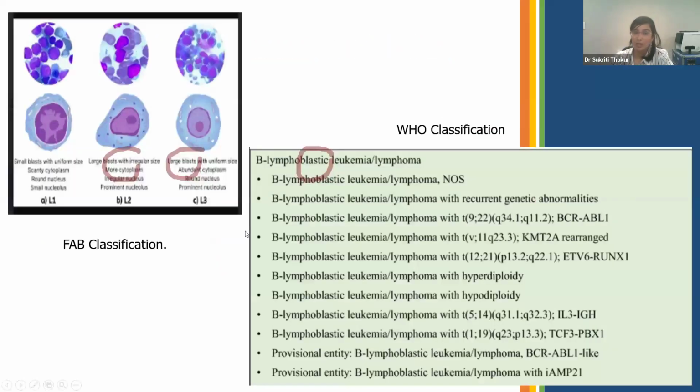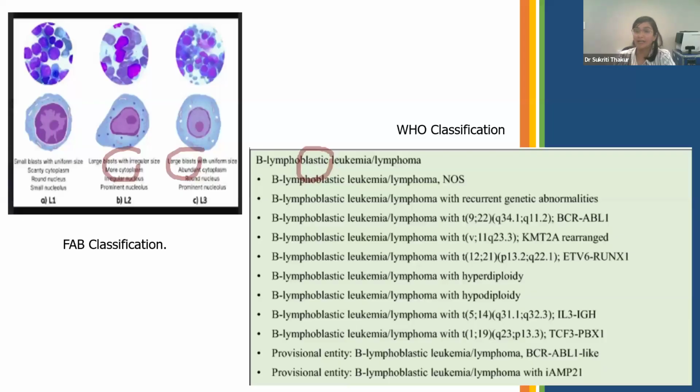So WHO has recently classified B-ALL entirely on the basis of cytogenetics, because it's the cytogenetics right now which gives the prognostication, whether the patient lies in the high risk, the low risk, or the intermediate risk. So it's all about the cytogenetics, right? But the older classification we are all aware of is the FAB classification.